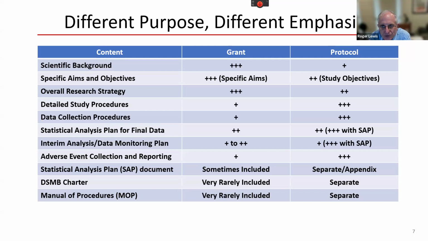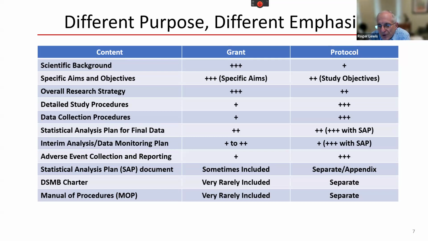The overall research strategy will be very detailed in a grant. It's actually less detailed in the protocol, because the overall research strategy is the overall approach to what you're doing. You're going to do some laboratory work, you have an animal model, then you're going to do a clinical trial, etc. Whereas in the protocol, the detail goes into the detailed study procedures. How exactly are patients going to be identified, consented? How are you going to handle people who drop out prematurely? How do you do a follow-up, a closeout visit? Those sorts of things. How is data collected? That's where all the detail is in the protocol.